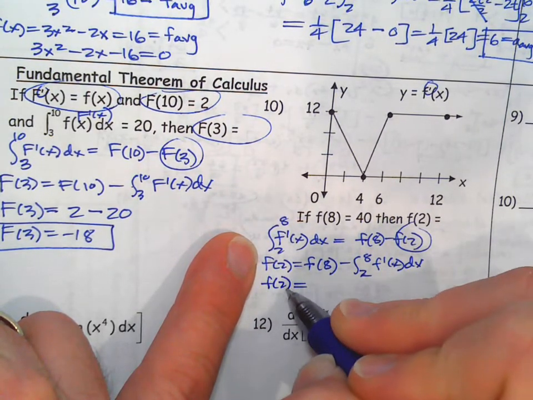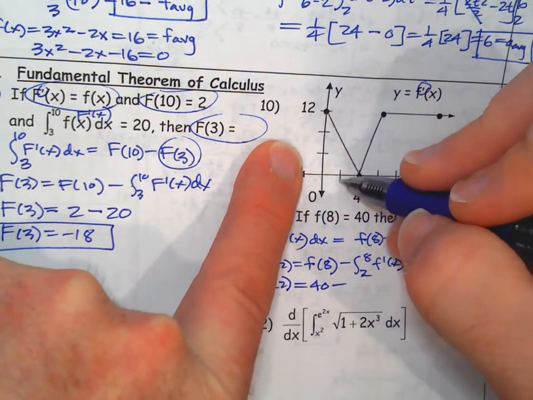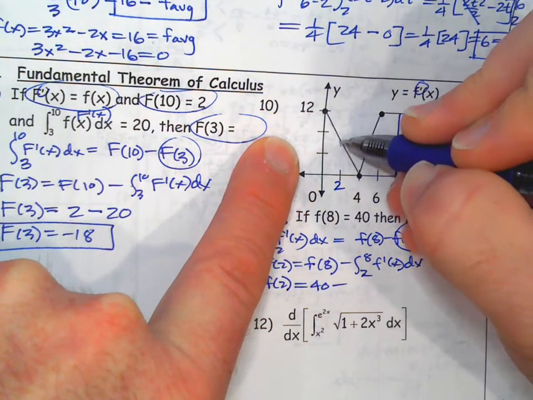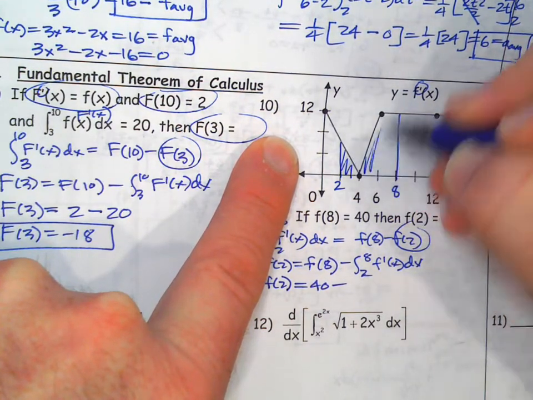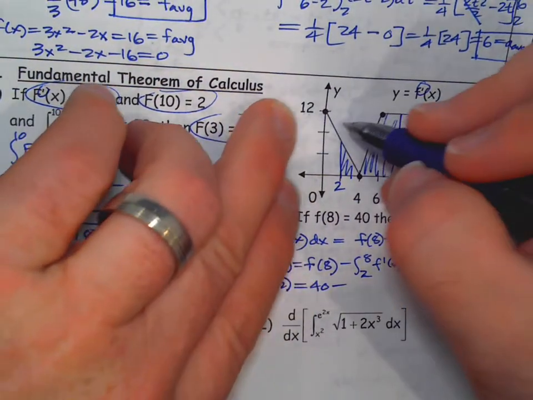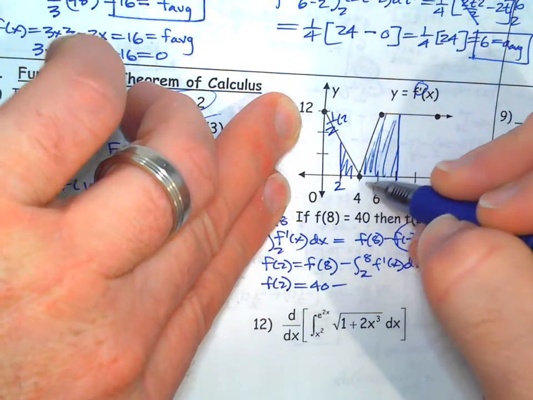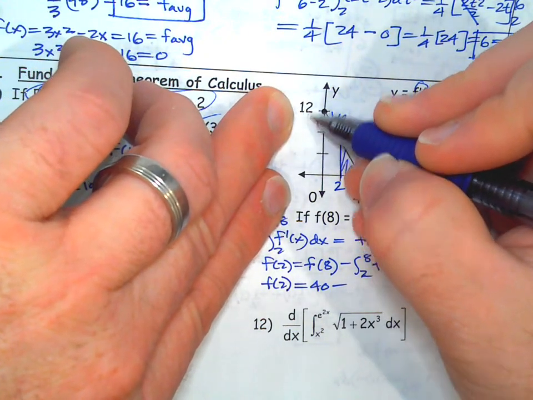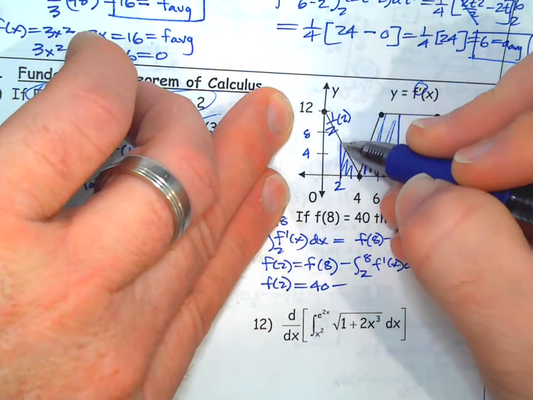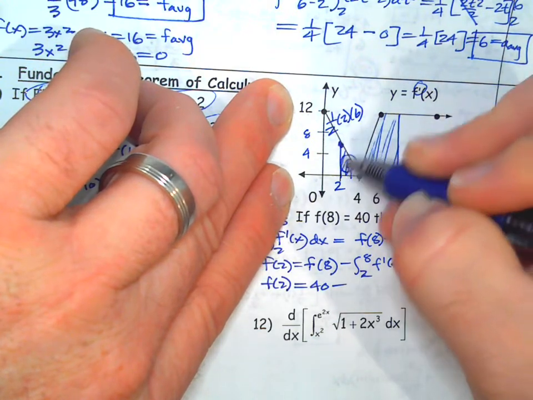f of 8 is given to you as 40, and this is going to be the area under this graph from 2 to 8. However you want to find that. There's a triangle here, which should be 1/2 base. Be careful, these increments are 2 each. These ones are actually 4 each. 1/2 base. The height is going to be 6. So that's going to be 6.